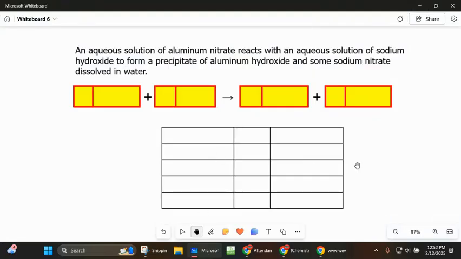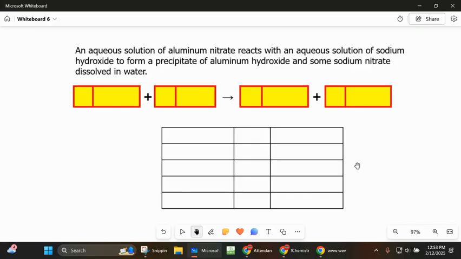An aqueous solution of aluminum nitrate reacts with an aqueous solution of sodium hydroxide to form a precipitate of aluminum hydroxide and some sodium nitrate dissolved in water. So, that is giving you all of your reactants and all of your products for this particular reaction. Now, it doesn't matter which reactant you list first on the reactant side. It doesn't matter which product you list first on the product side. You can flip-flop those around, okay?